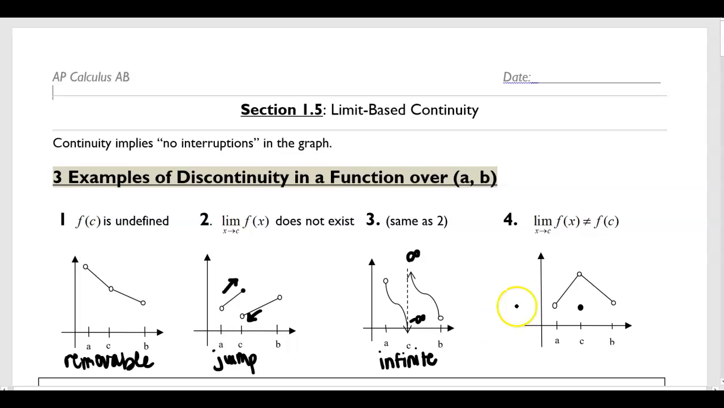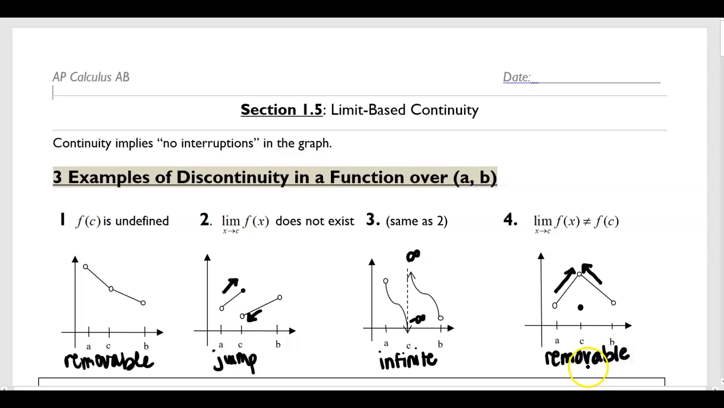And number 4, when the limit itself doesn't actually match up with the function value. So you can see here, my limit exists because the left and the right sides match up, but I just have this other point here that doesn't fill in. That's another example of a removable discontinuity.